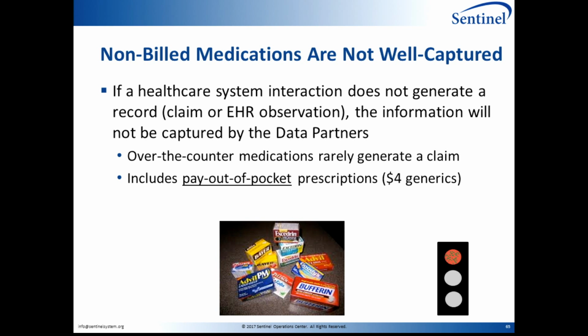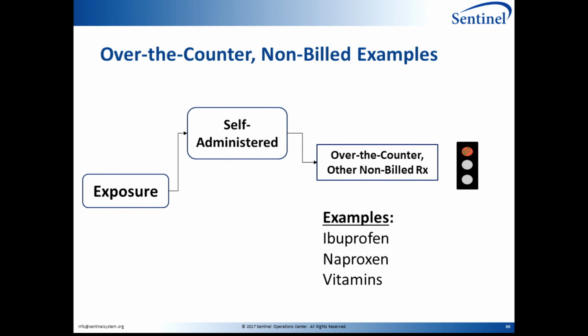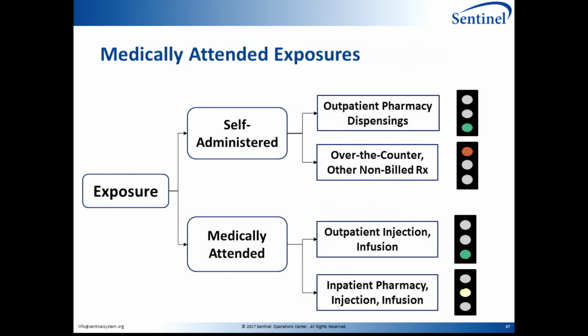Now, we can't control if somebody goes to a pharmacy, does not present their insurance card, and fills a prescription. Okay, so that's why that's a clear red. We're not going to get that information. So some examples: ibuprofen, naproxen, vitamins.